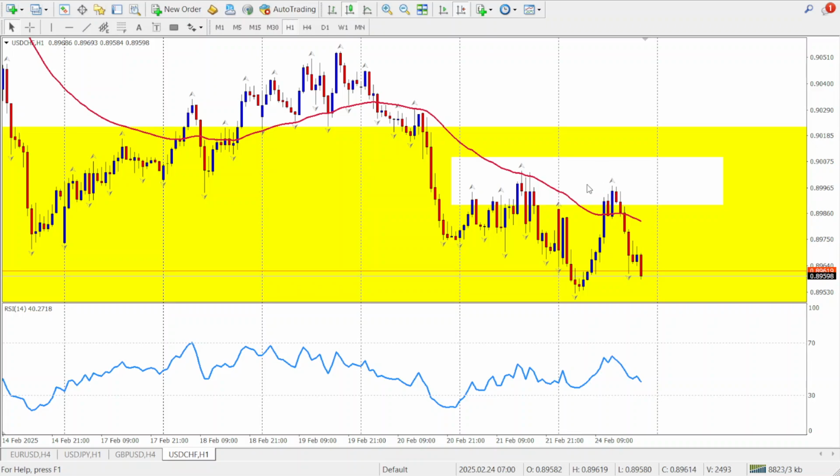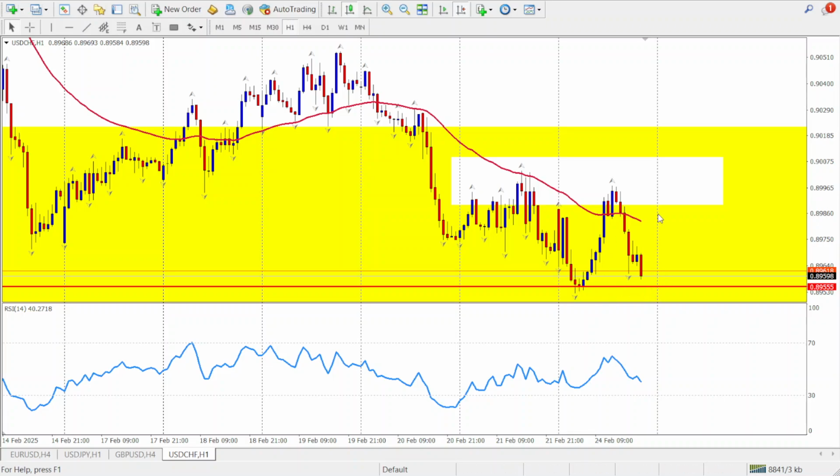You can enter a sell trade, placing a stop loss just above the resistance zone. Then as price moves down, you can exit at the next support level. The next support level is going to be somewhere around here. So you can exit at the very next support level, locking in your trade. Now, by using fractals, you avoid false breakouts and trade with precision.